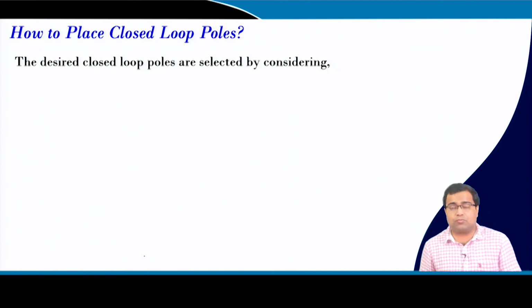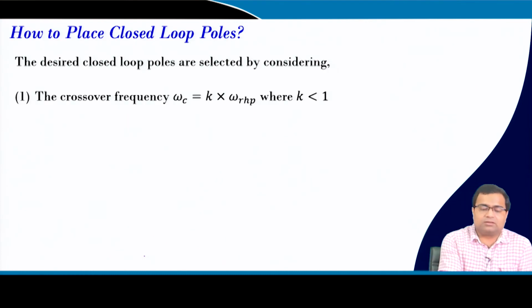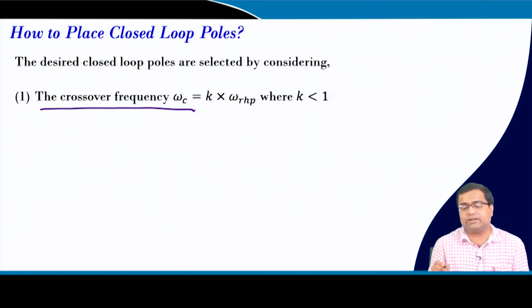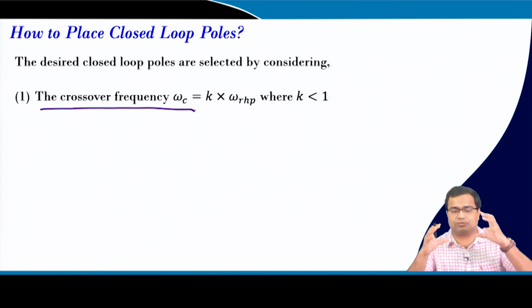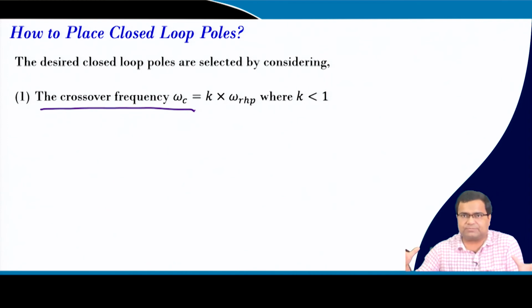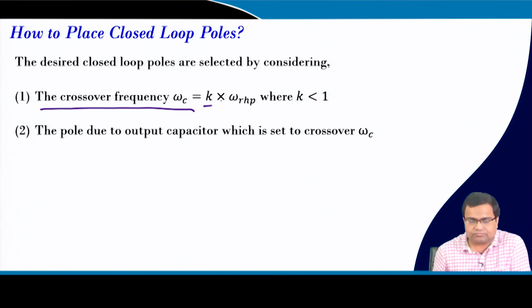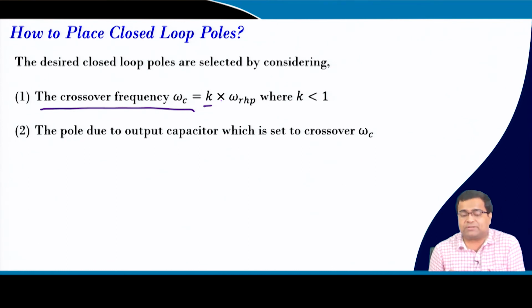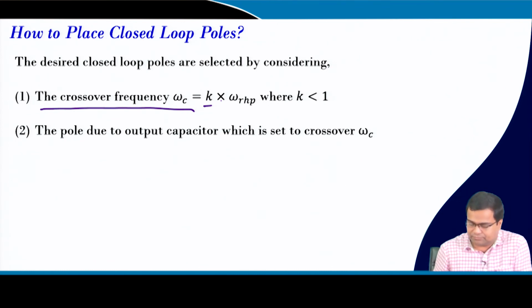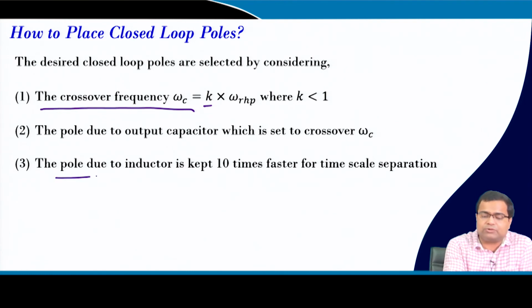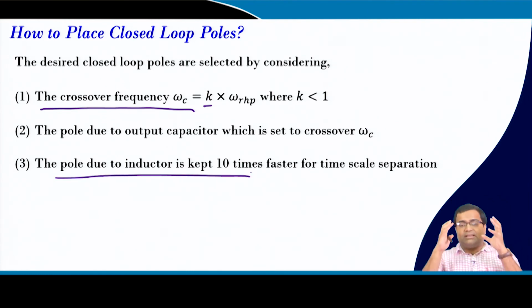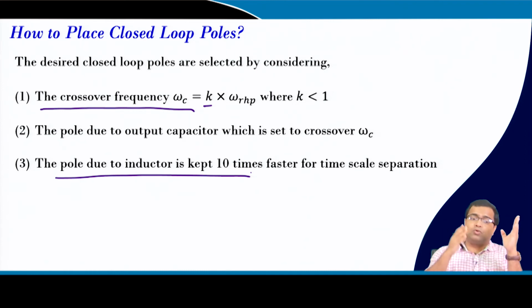So the desired closed loop poles can be considered as follows. First of all, we have to choose the crossover frequency smaller than the RHP zero, because we discussed even in output feedback that we cannot go up to the RHP zero, we have to reduce it, but we want to increase this k factor compared to the output feedback response. So the pole due to the output capacitor is set to omega c, that is one pole, and the other pole due to the inductor is 10 times. Imagine in our output feedback approach we had cancelled the plant pole with a controller zero.